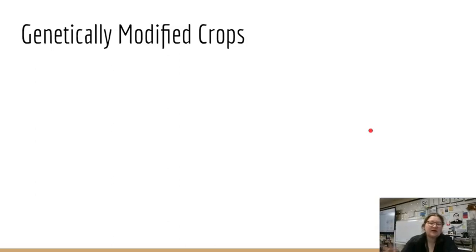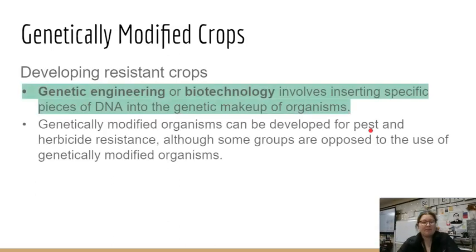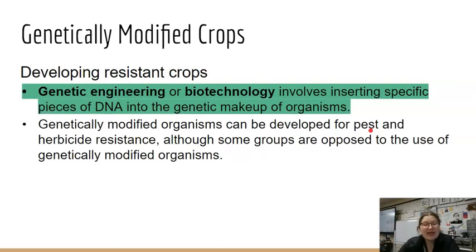All right, genetically modified crops. They can be a controversial topic, but let's just talk about what they are first. So genetically modified crops, the goal is to develop resistant crops. So genetic engineering or biotechnology involves inserting specific pieces of DNA into the genetic makeup of organisms. So these are GMOs. Genetically modified organisms are GMOs.